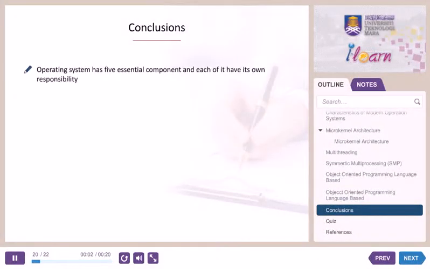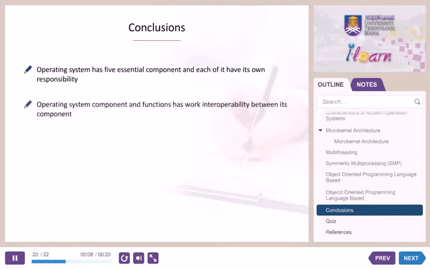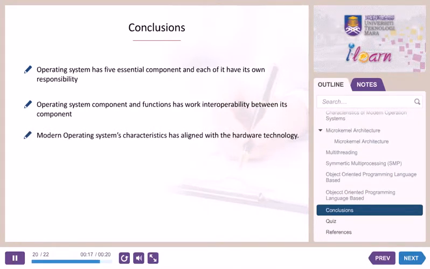Conclusions. The operating system has five essential components and each of them has its own responsibility. Operating system components and functions work interoperably between its components. Modern operating system characteristics have aligned with hardware technology.